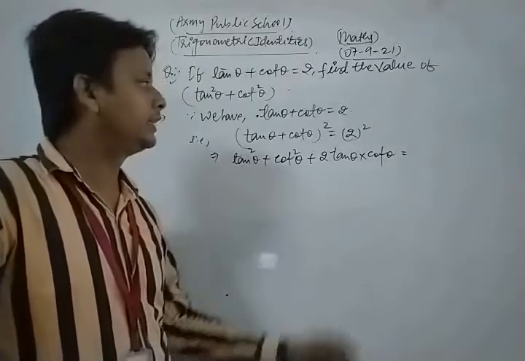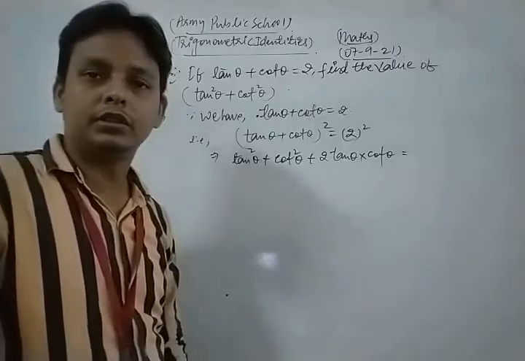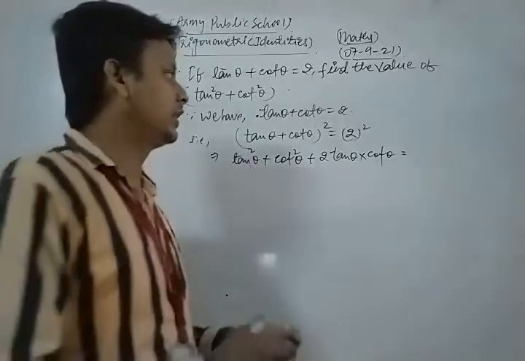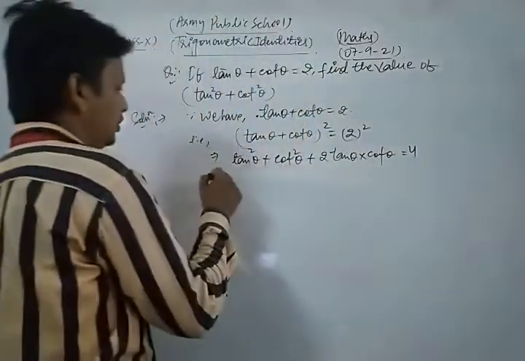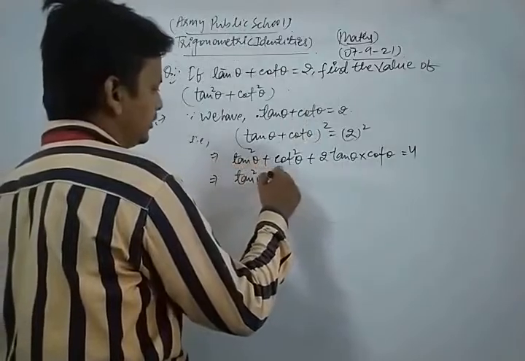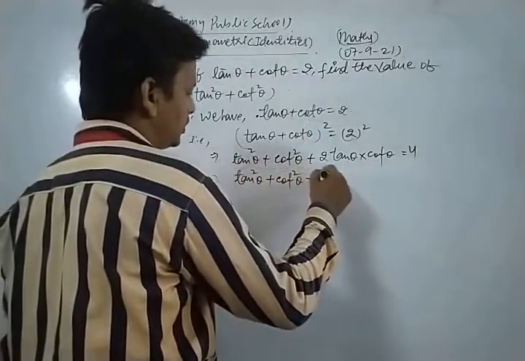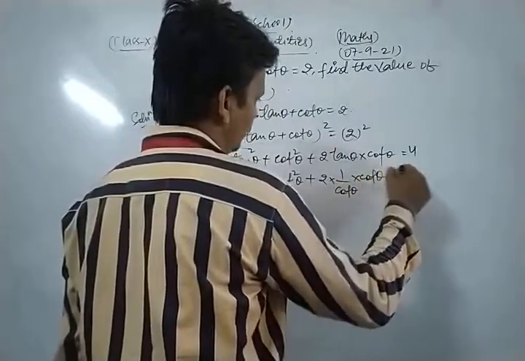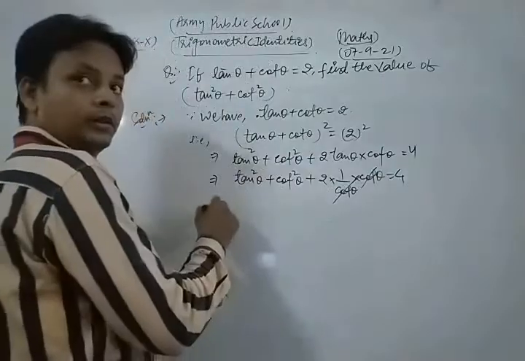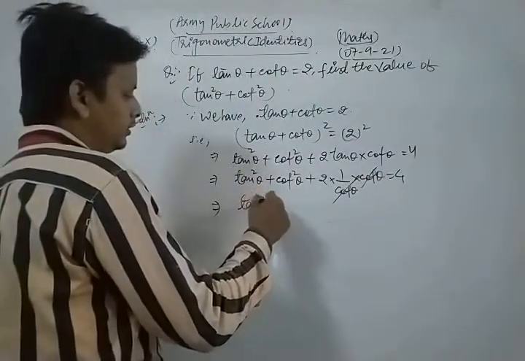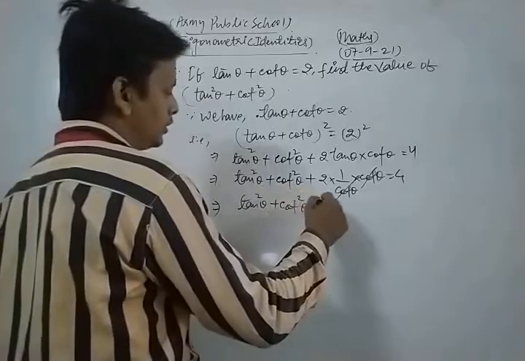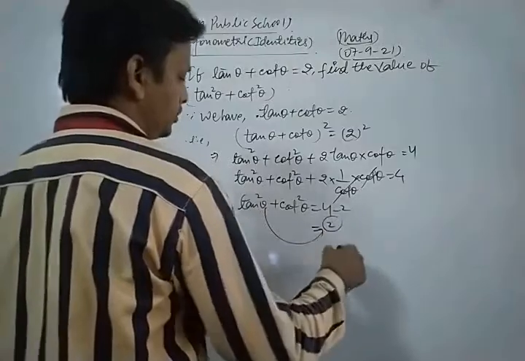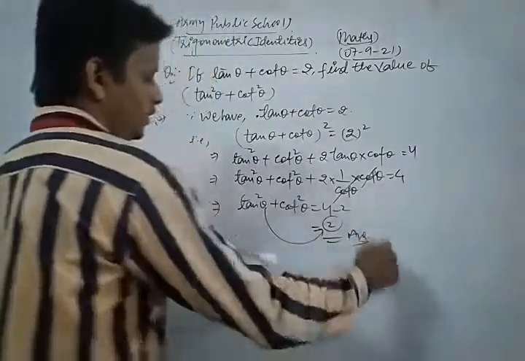So first of all, we write the equation tan theta plus cot theta is equal to 2. Now we take squaring both sides, and this is equal to 4. Now this is tan square theta plus cot square theta plus 2, and tan means 1 upon cot theta, into cot theta is equal to 4. Cot theta cancel each other. So we get tan square theta plus cot square theta is equal to 4 minus 2, that is 2. So the value of tan square theta plus cot square theta is 2. This is your answer.